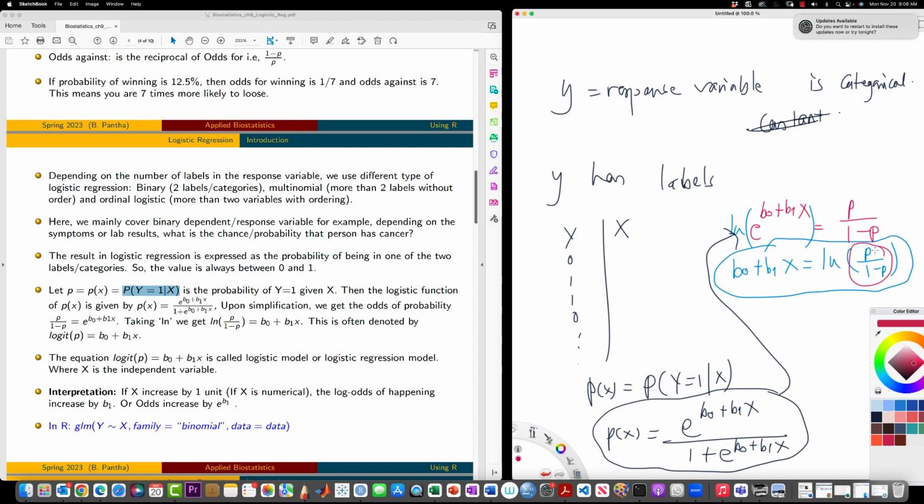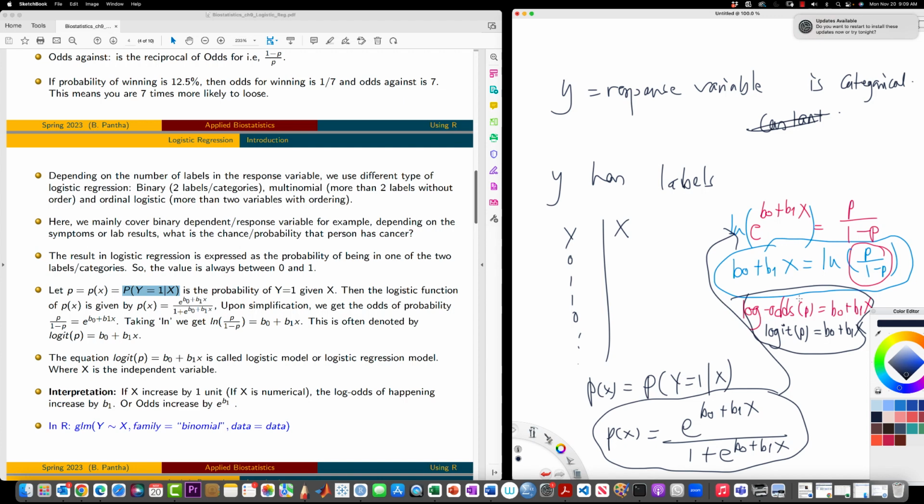This value we call odds, so log odds of p is equal to b0 plus b1x. In linear regression we had just y on the left side and b0 plus b1x on the right side. But in logistic regression, on the left side, instead of y we have log odds of p, which is also written as logit of p equals b0 plus b1x. This is called the logistic model, where x is the independent variable or the predictor variable.